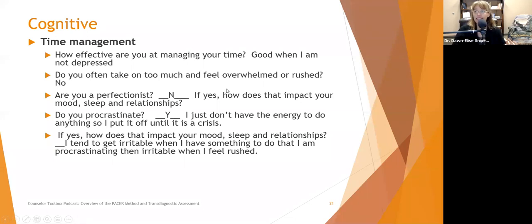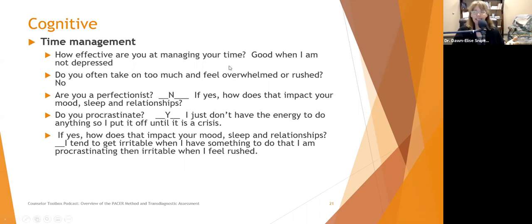He says his time management is good when he's not depressed, but when he's depressed, he just can't seem to get off the couch. He doesn't right now take on too much and feel overwhelmed and rushed. He's just not taking on anything. He's avoiding people, and since he doesn't have a lot of friends, he doesn't have a lot of people making demands on his time. He doesn't see himself as a perfectionist, so that's good.